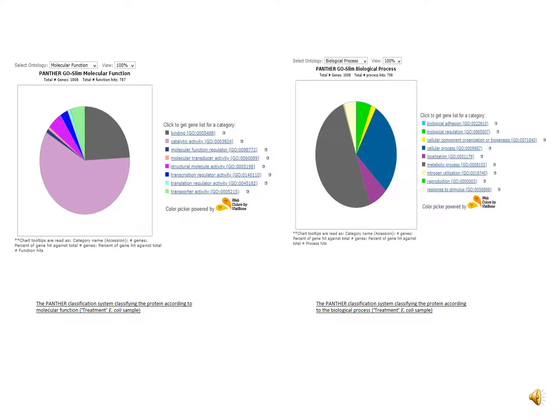Now the next figure is the Panther classification system, classifying the proteins according to biological process for the treatment E. coli sample, and the majority of the pie chart is occupied by metabolic process. This means the biological process in treatment E. coli depends on metabolic process.